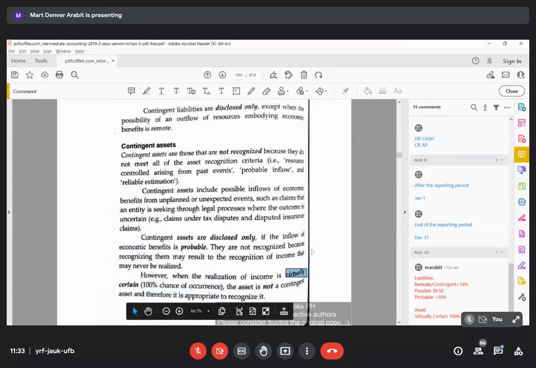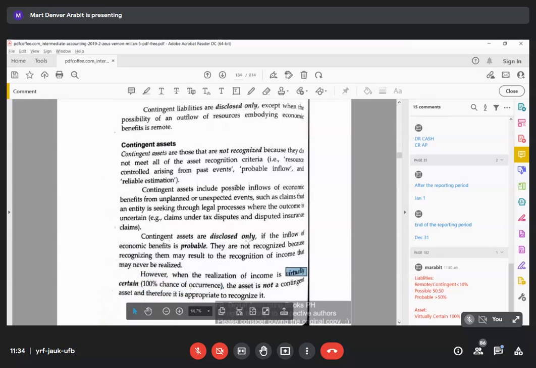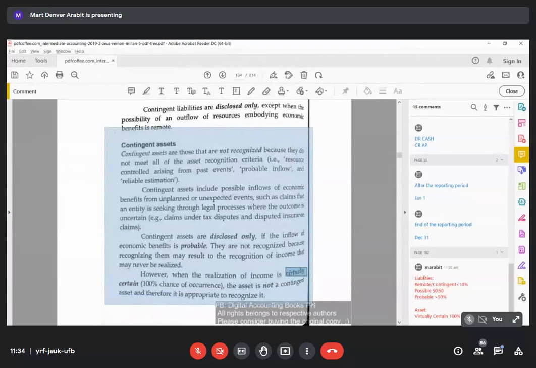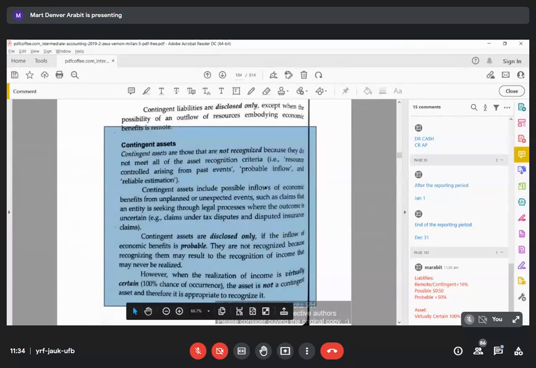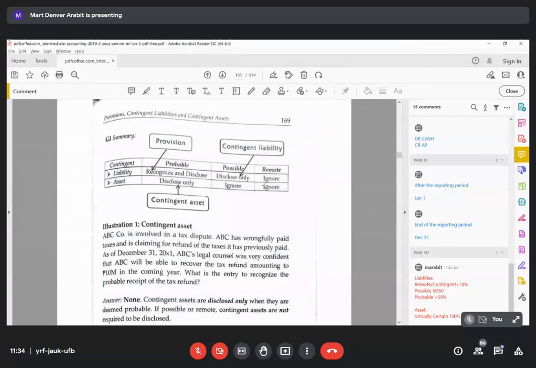Okay. Okay, question regarding contingent assets. Ano yung difference niya kay contingent liabilities? Okay, so if wala, let's continue.